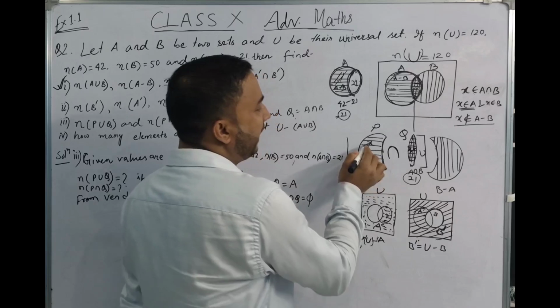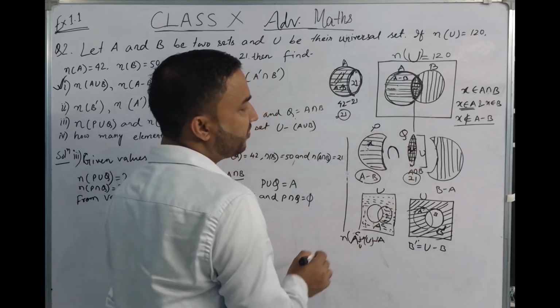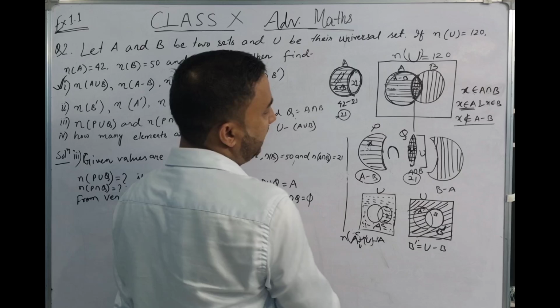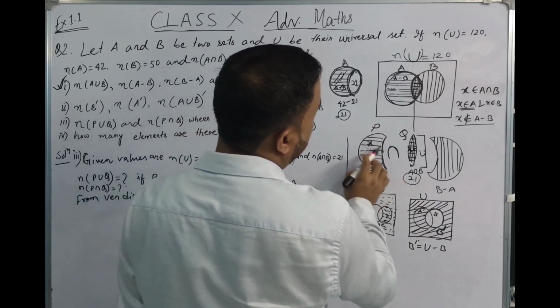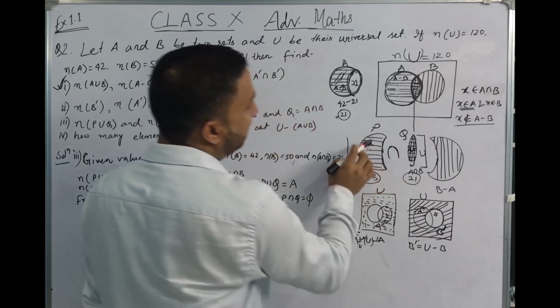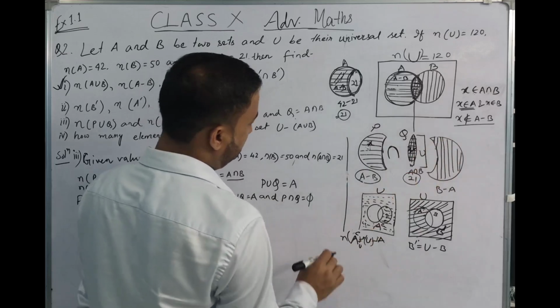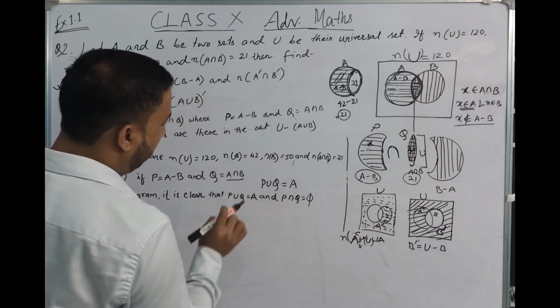If an element X is there in the set P, then it should not be there in the set Q, because this element X belongs only to the set P. It will not be a common element of any other set. So P intersection Q will be phi, and P union Q will be equal to A.